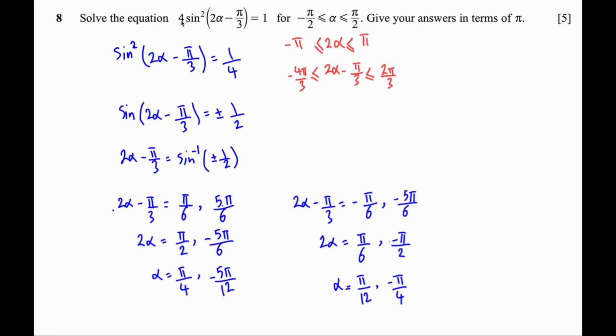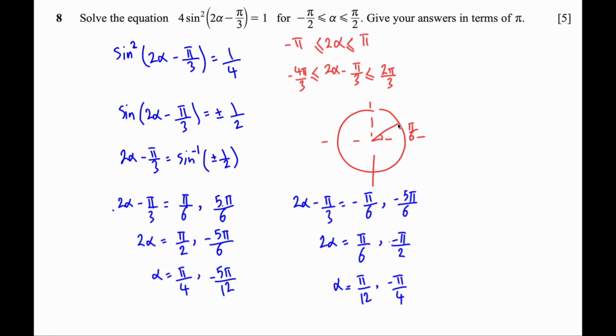I have to get rid of the 4. Therefore, I'm going to divide both sides by 4. Then I have to remove this power 2 here. So I'm just going to take the square root of both sides, resulting in plus minus half on the other side. Then I have to take inverse sine of both sides. And this is quite a famous angle. For positive half, if you look at the unit circle, this is pi over 6 or 30 degrees.